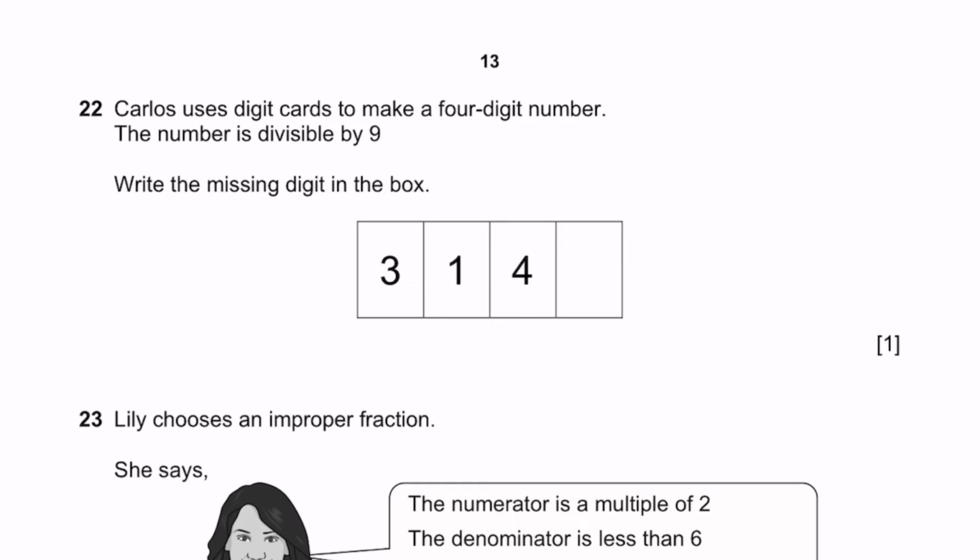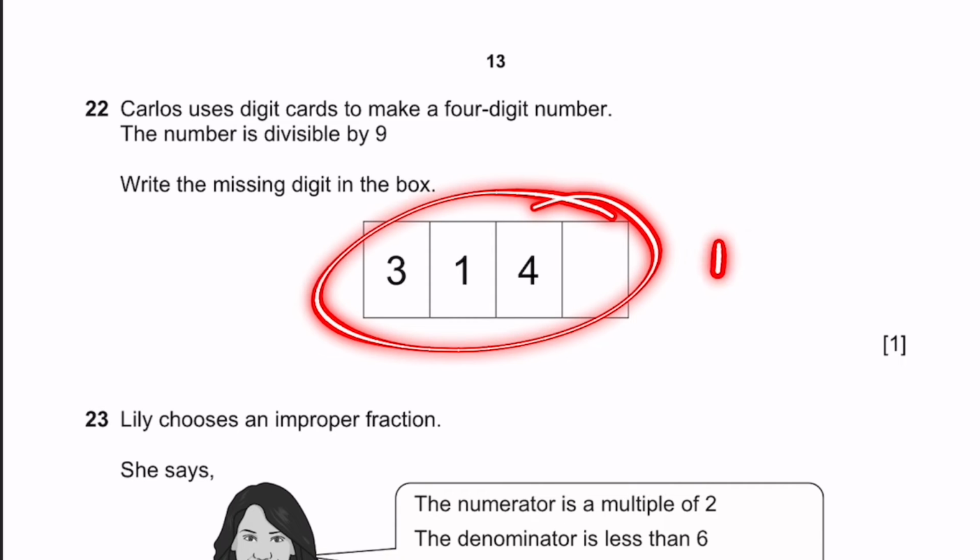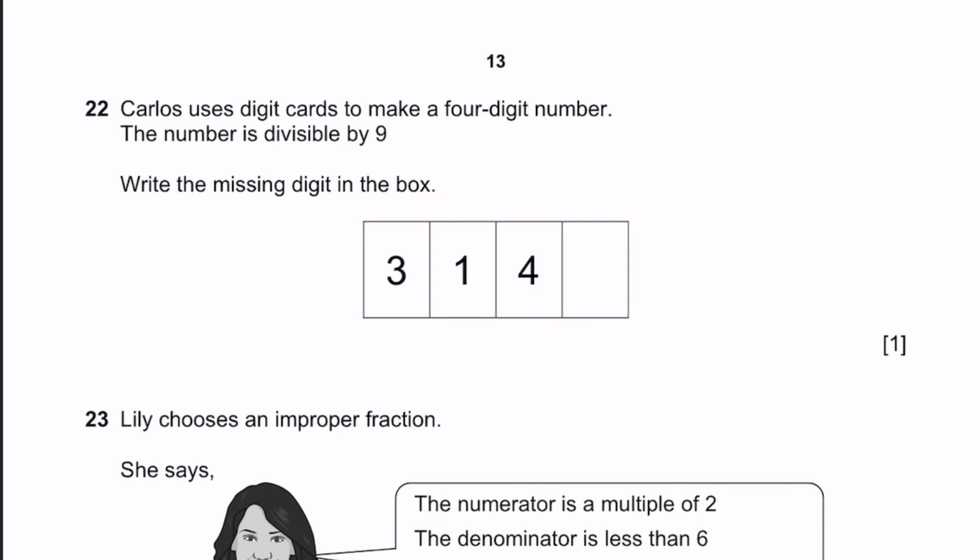Question 22. Carlos uses digit cards to make a 4-digit number. The number is divisible by 9. Write the missing digit in the box. If the number is divisible by 9, all the digits will add up to 9, or at least a multiple of 9, but in this case it adds up to 9. 3 plus 1 plus 4, that's 8. So the last digit must be 9 minus 8, which is 1. That's our answer.